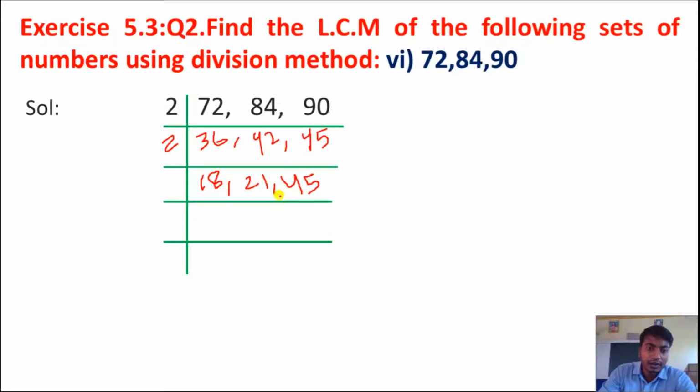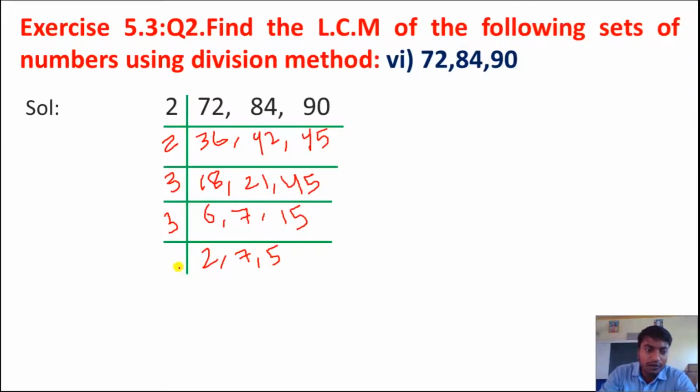Now by 2 we cannot divide, so now we will take 3. 3 6s are 18, 3 7s are 21. Now 3 1s are 3, 3 5s are 15. Here you can see by 3, 6 and 15 we can divide, but 7 we cannot. But two numbers we can divide by 3, so we will take 3. 3 2s are 6. Now 7 write as it is. Now 3 5s are 15.